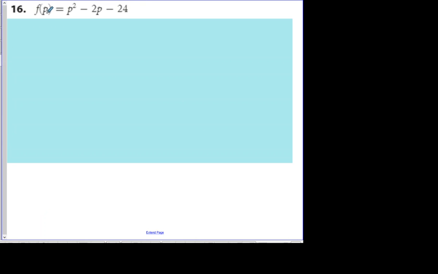Instead of x, we have p, but you still do it exactly the same way. f of p represents your y value, so make that 0. And then we have p squared minus 2p minus 24 for our trinomial. That means we want to hopefully factor this into two binomials. It's going to be p and p. One's going to have to be addition, one's going to have to be subtraction to make negative.